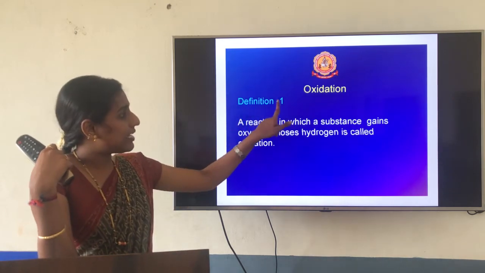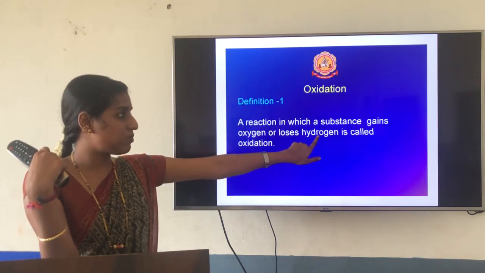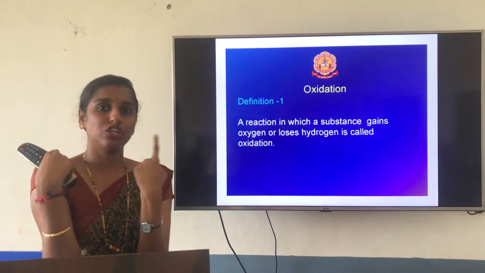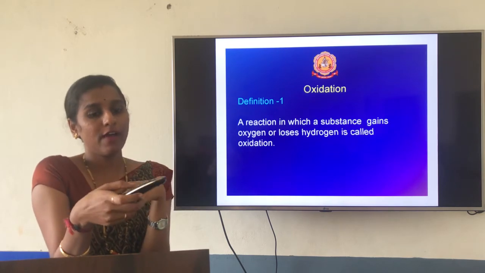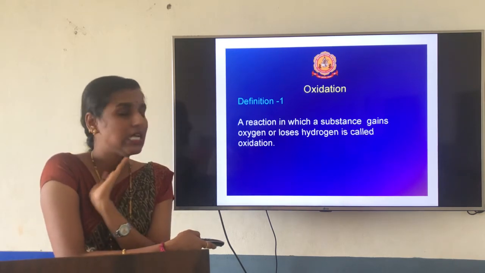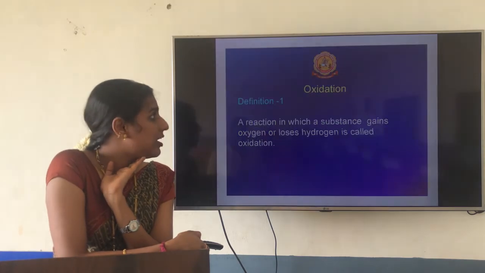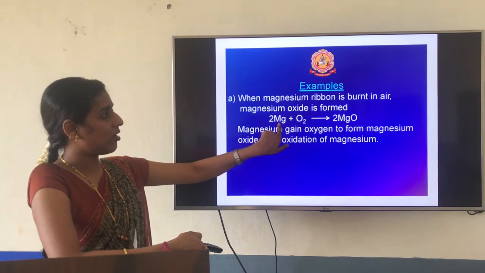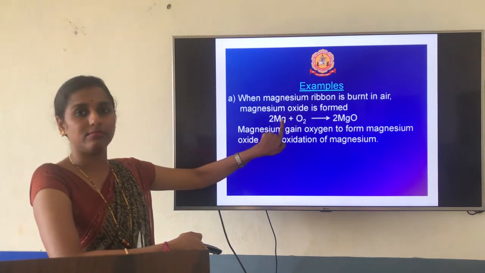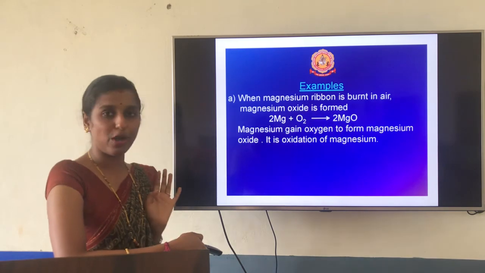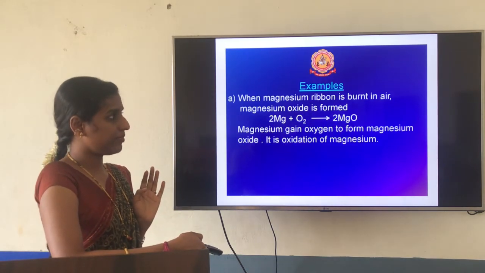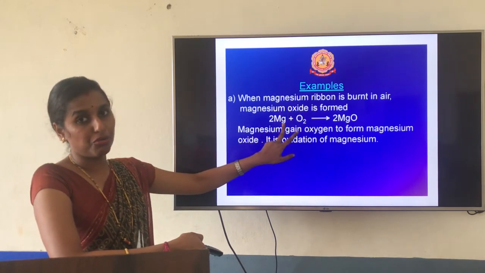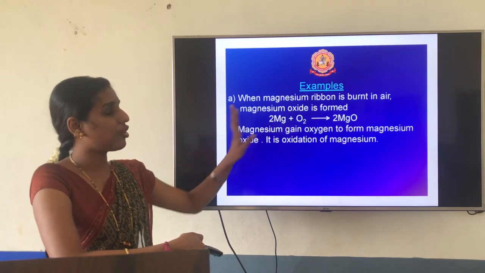We will go with the definition based on oxygen as well as hydrogen, which you have already learned. That is, oxidation is addition of oxygen or removal of hydrogen. If any one of these is taking place, then you are going to call it oxidation. So for this, we will also look at an example. Magnesium: oxygen is added to get magnesium oxide as a product. Burning of magnesium gives magnesium oxide. So oxygen has been added, so you are going to call it oxidation.